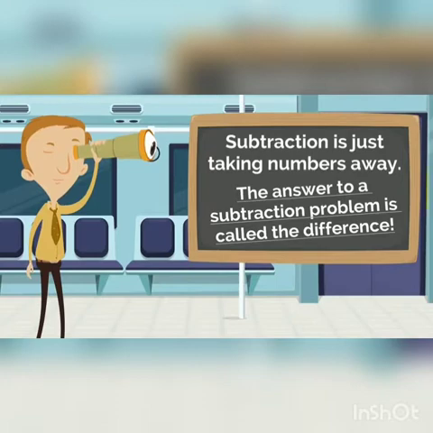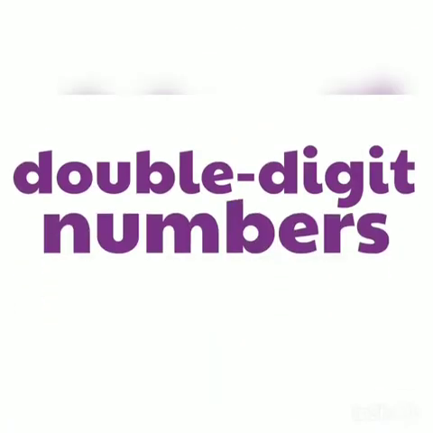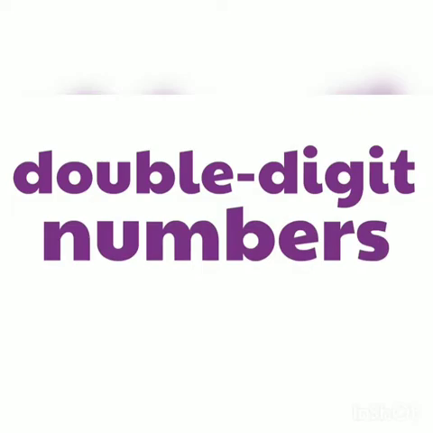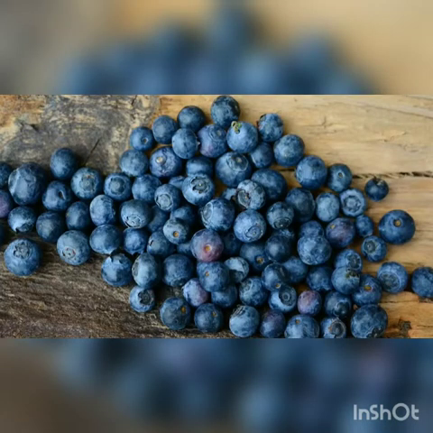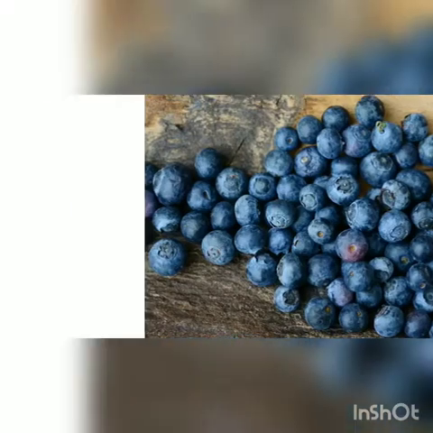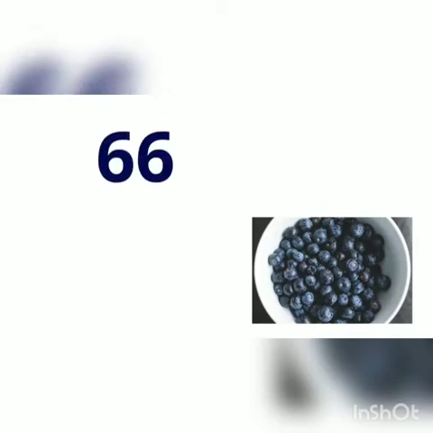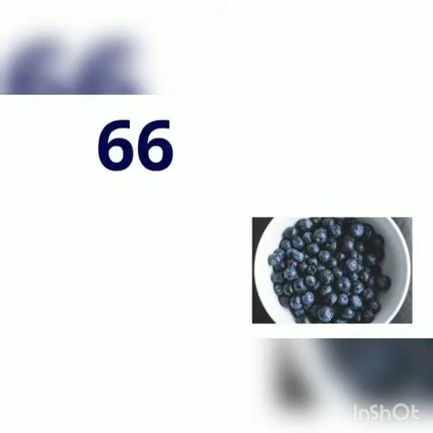Now that we have that, we want to look at bigger numbers, double-digit numbers. Let's say we have a lot of blueberries. For some reason, they're just hanging out on a wooden table. We need to wash them and put them in a bowl. Let's pretend that when we were putting them in the bowl, we counted them and found that we had 66 blueberries. That's a lot of blueberries.